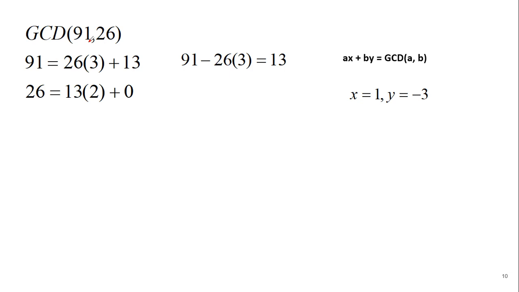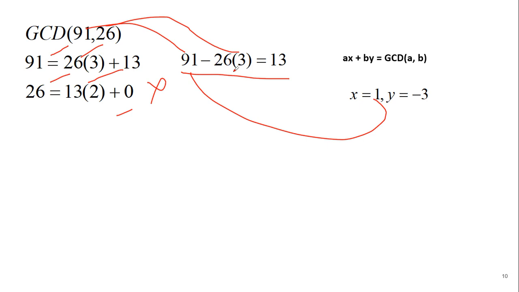I will start with a simple example, 91 and 26. So you write 91 = 26 × 3 + 13. We immediately rearrange this equation. Next, 26 will come here and 13 will come here. So 26 is equal to 13 times something plus 0, so we will not take this equation because one of the numbers is 0. Now we see that directly all these variables come. So the coefficient with respect to 91 is 1 and the coefficient with respect to 26 is minus 3. And the GCD of 91 and 26 is 13, because 13 is the common factor which divides both 91 and 26.